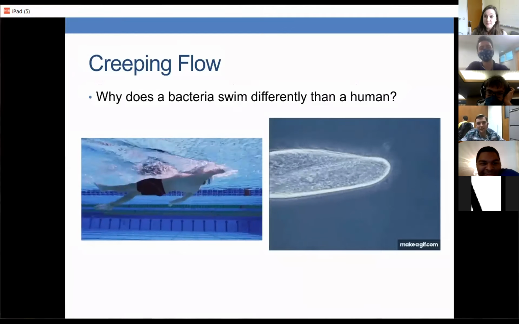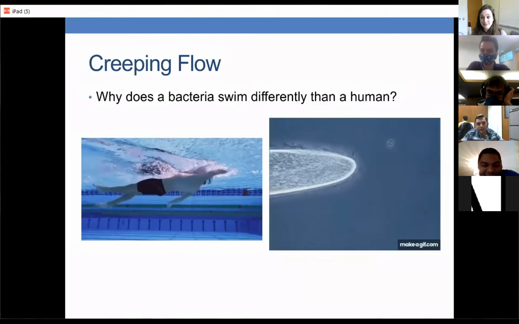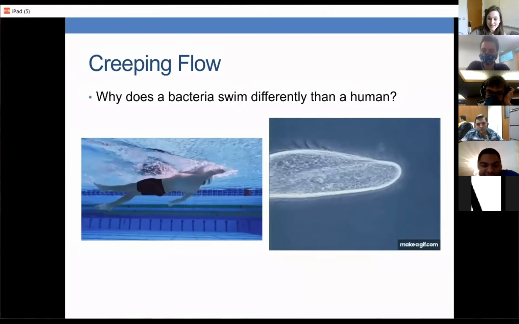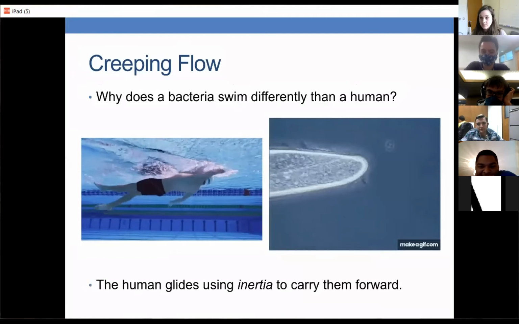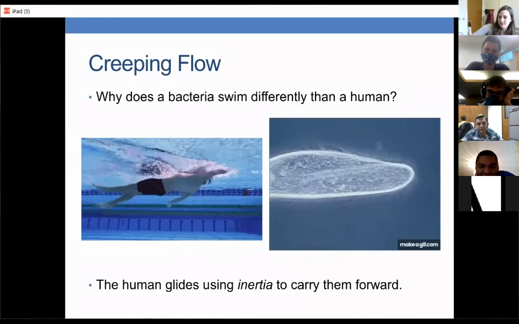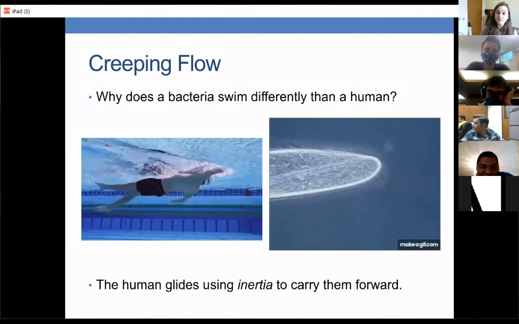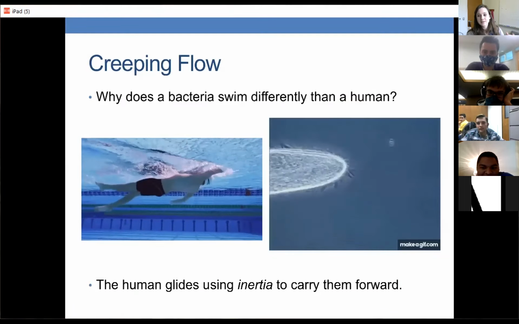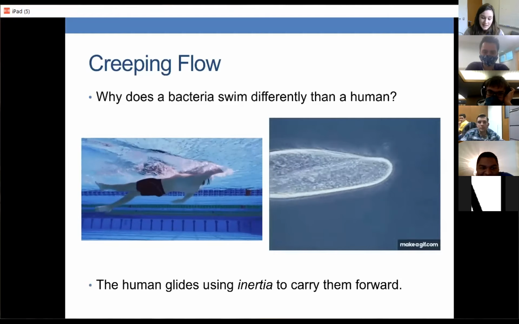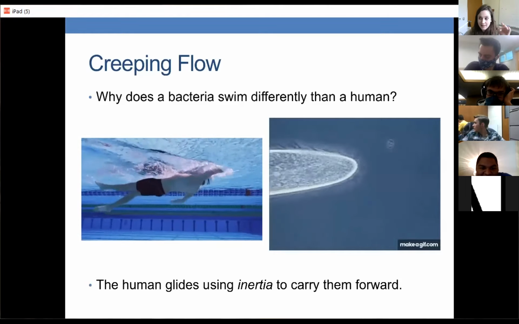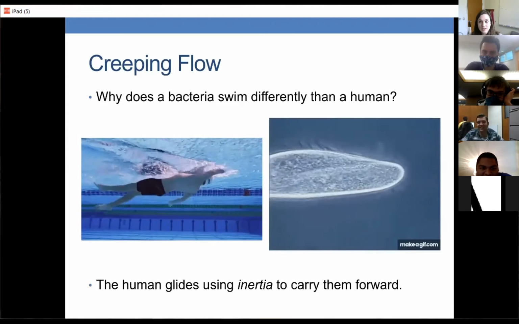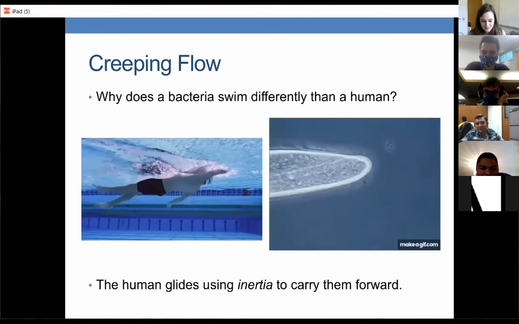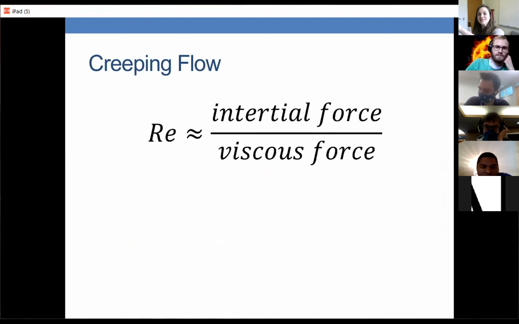You are right, it has no arms, but if it had little bacteria arms, it still wouldn't be able to do it actually. And the reason why, the human is gliding using inertia to carry them forward, right? So the human makes one big stroke where they're pushing the fluid back and then they glide along. Their inertia just carries them forward. The bacteria, if it had little tiny arms and it tried to do that, it just wouldn't go forward very far at all. Is it an issue of scale, perhaps? It is an issue of scale. Right. Good thought. Kyle, specifically is the scale of the inertial force versus the viscous force.